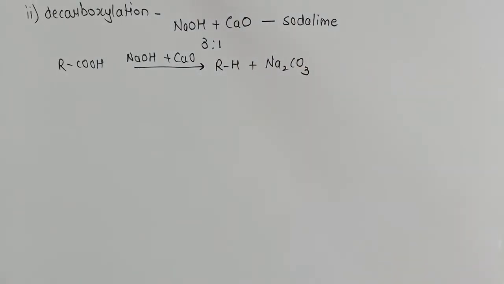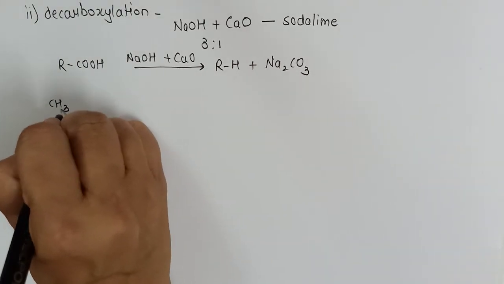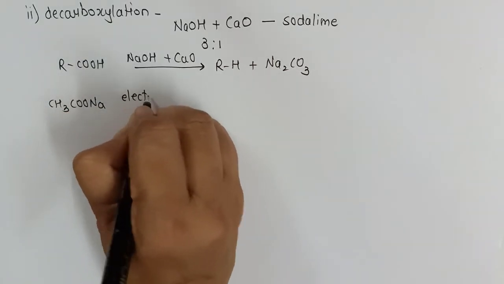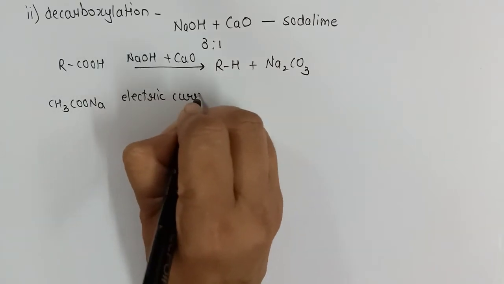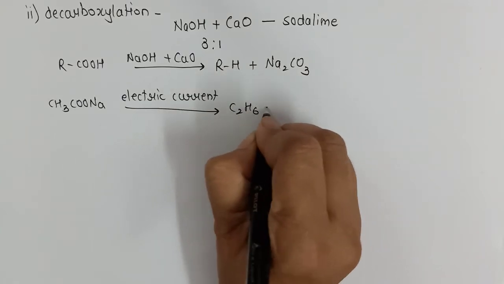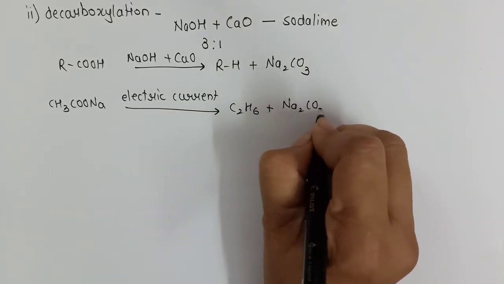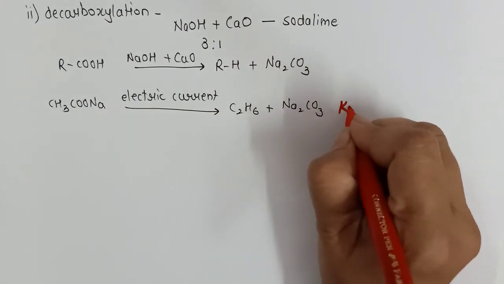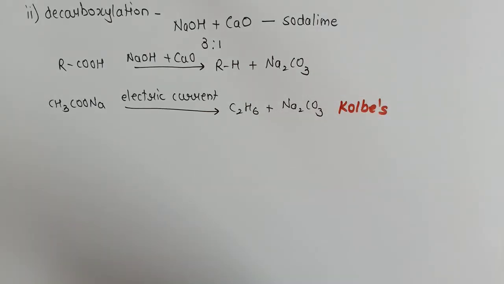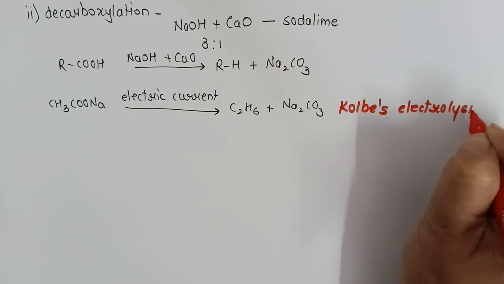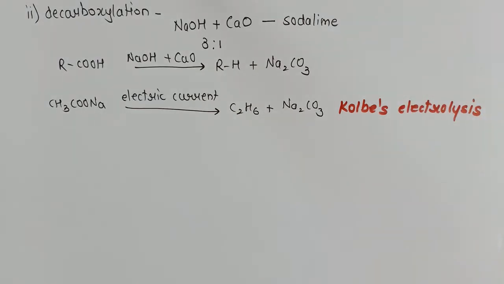The decarboxylation can also be done by using the sodium salt of the acid. For example, sodium acetate. Now when we pass electric current through this sodium acetate, we get ethane along with sodium carbonate. This reaction we have studied in our class 11, and it is Kolbe's electrolysis. So this is your name reaction from the carboxylic acid part.